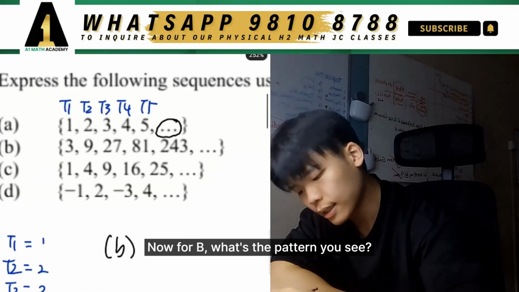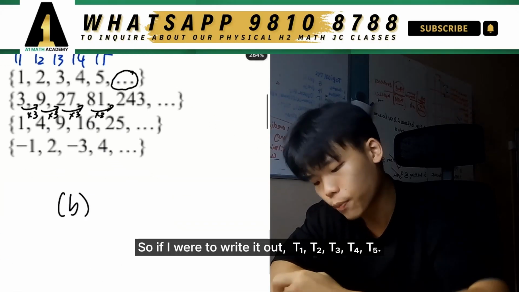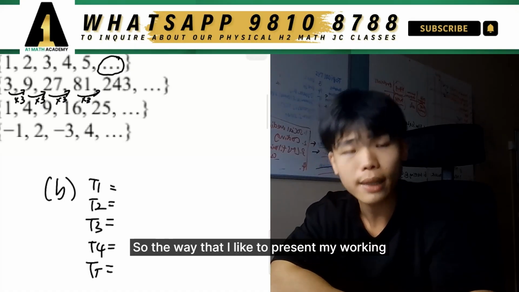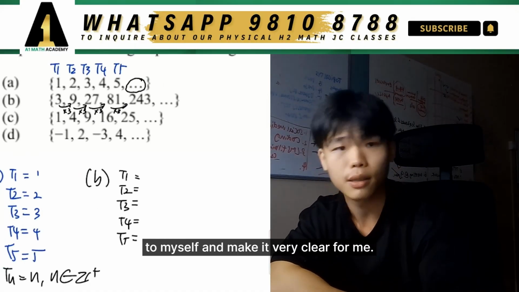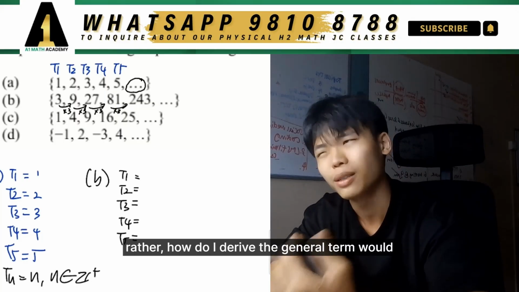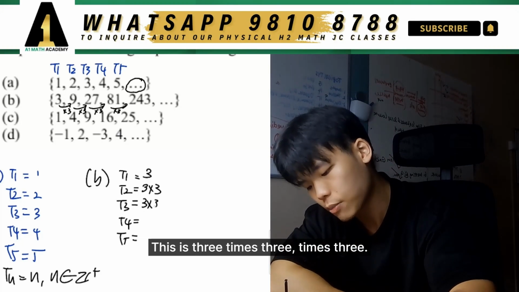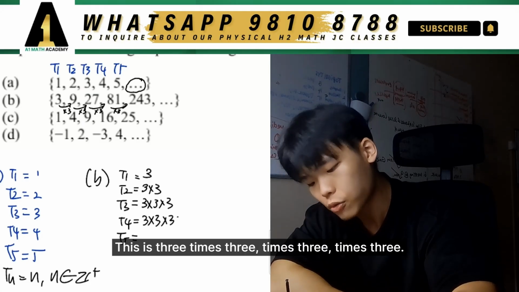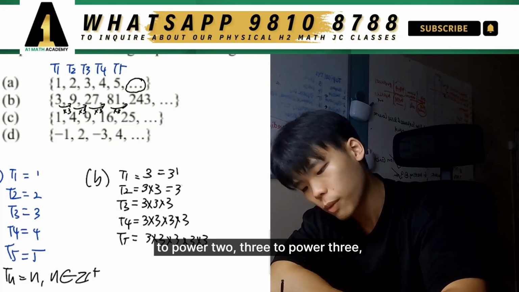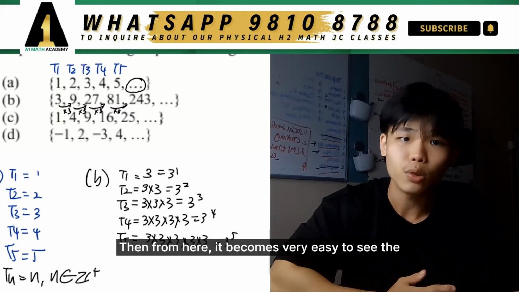Now, for B, what's the pattern you see? The first term, go on to the next term, is just a multiple of 3, multiple of 3, multiple of 3, right? So if I were to write it out, T1, T2, T3, T4, T5. So the way that I like to present my working to myself to make it very clear for me, what is part of the general term and what is not part of the general term, or rather how do I derive the general term, would be to write everything with the same number. So this is 3, this is 3 times 3, this is 3 times 3 times 3, this is 3 times 3 times 3 times 3, this is 3 times 3 times 3 times 3 times 3. So this is 3 to the power 1, this is 3 to the power 2, 3 to the power 3, 3 to the power 4, 3 to the power 5. And then from here, it becomes very easy to see the pattern.